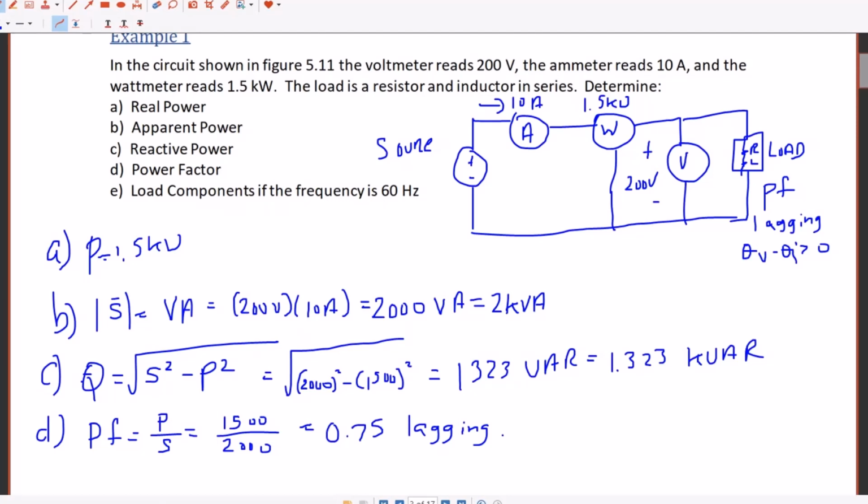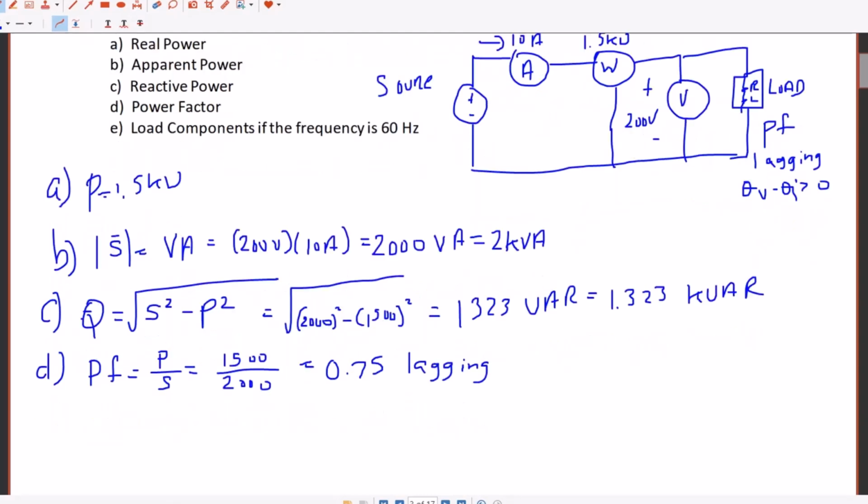And then it says, what are the load components? We know it's a resistor and inductor, and we know that the frequency is 60 hertz. So for part E, omega, that's ugly. It's really hard for me to write on this thing. I know my handwriting's not the best, but roll with it. Omega is 2 pi 60 radians per second. Okay, so we need to find our impedance. So Z equals V over I.